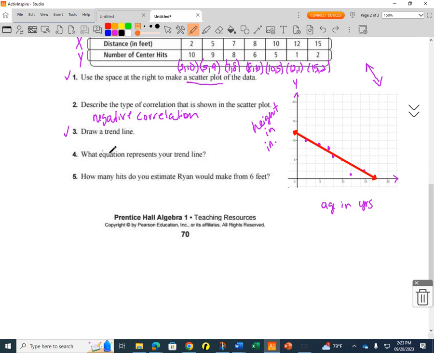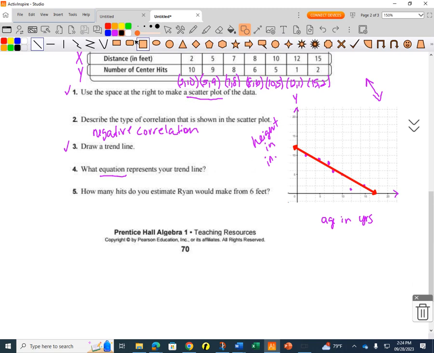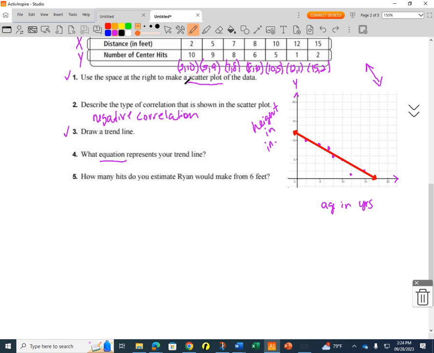Now, what equation represents your trend line? So I'm going to pick 2 of the points that I drew my actual line through to use to write the equation. So I need to write this equation, and I'm going to try to give myself some more room here by covering up this stuff. I want to write right below here. Okay. So what equation represents your trend line?